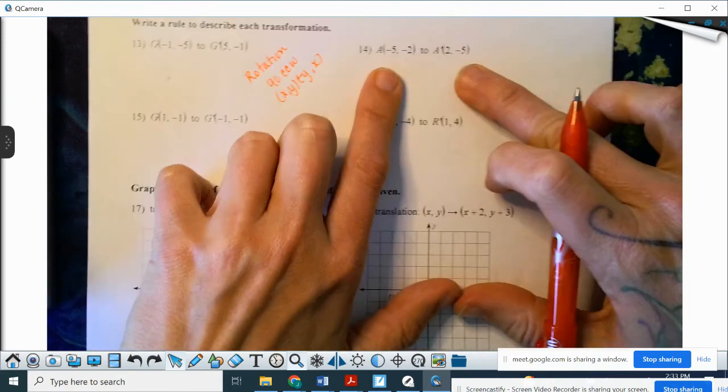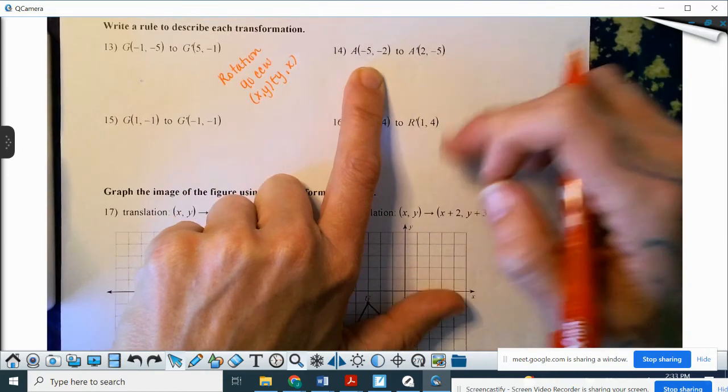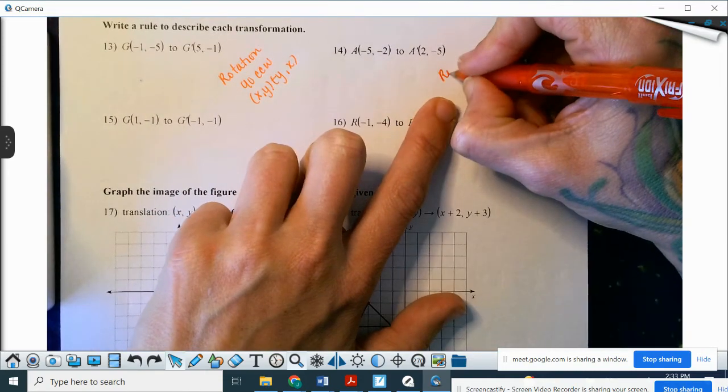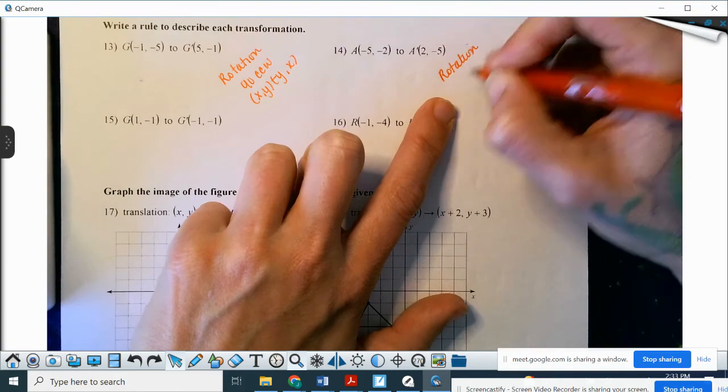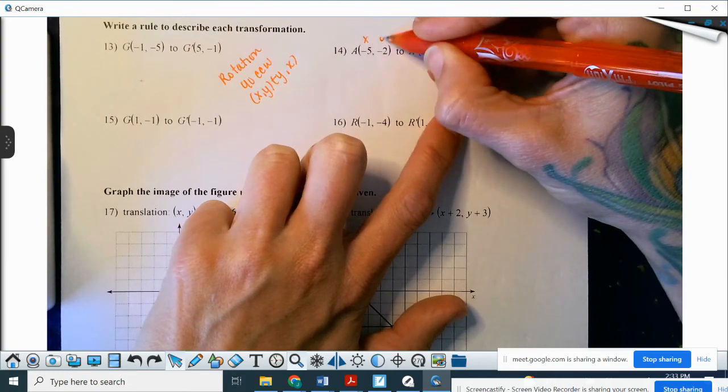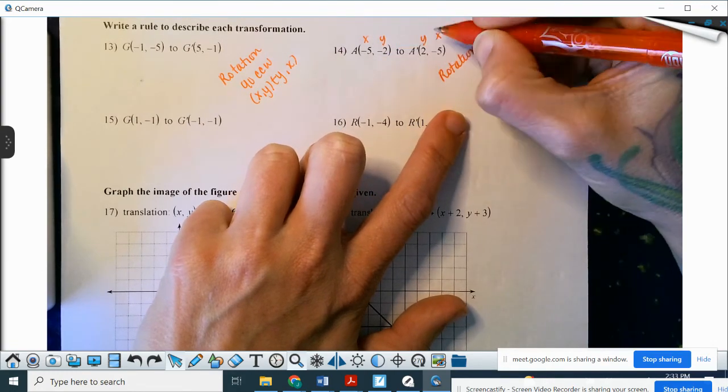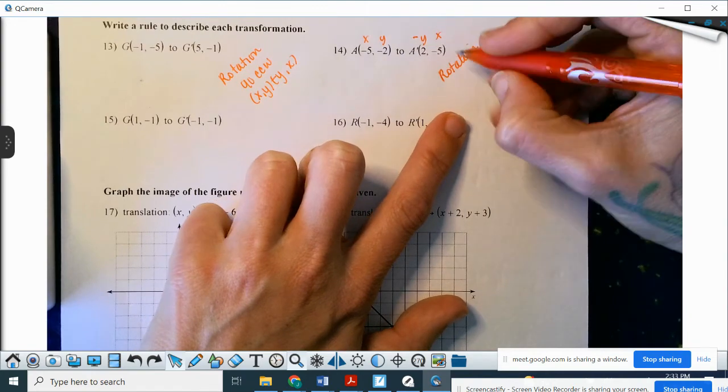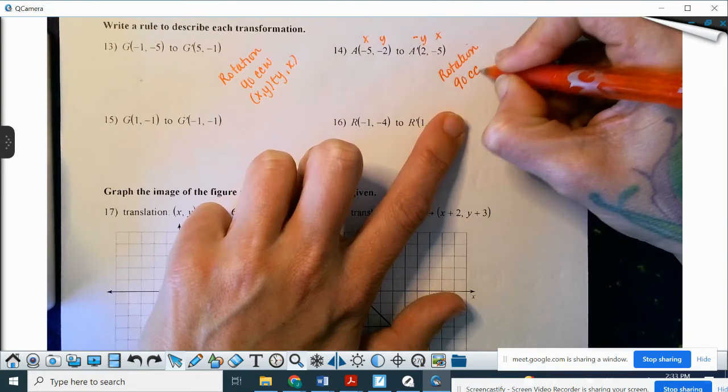This one, again, the value switched. It's definitely going to be a rotation again. So (x, y) became (y, x), and y became opposite again. So that's going to be 90 counterclockwise as well.